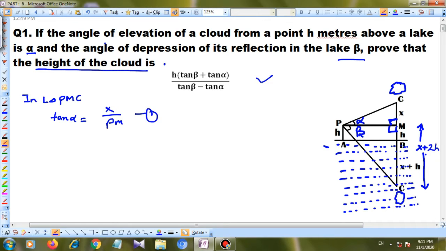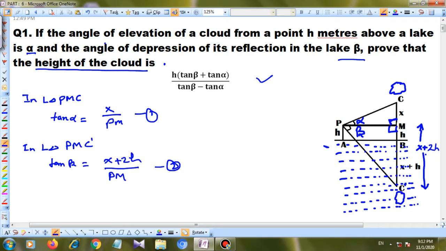Now in right angle triangle PMC dash, this is the image C dash. So in this triangle, the value of tan beta will be x plus 2h, because here C dash M will be x plus 2h, upon the base PM. This is our second equation.